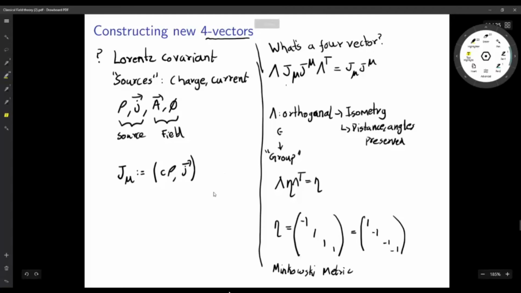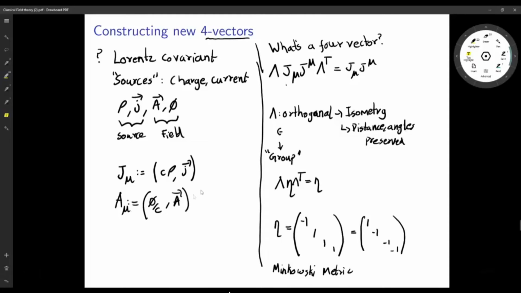Anyways, coming back here, the second object that I will construct is A mu. And again, I'm just going to combine it, and I'm going to put the scalar first instead of the vector. So it's going to be a little different this time. It's going to be something like this.